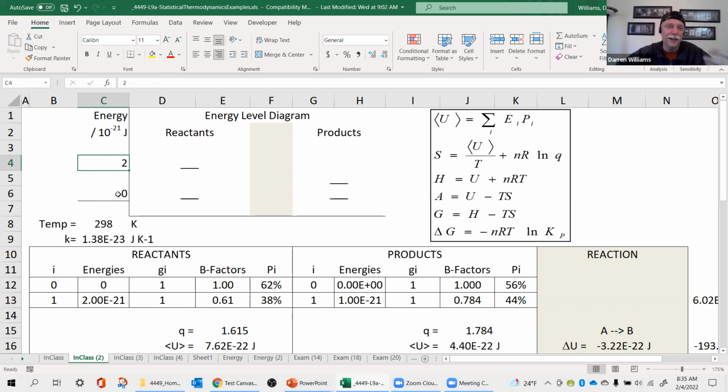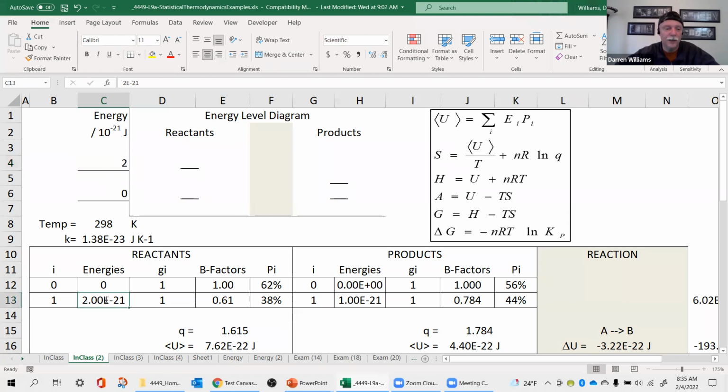That's the sort of scale of single particle energies. When we're dealing with moles of particles, you get huge energies, but for a single particle, this would be the kind of energy scale that we would have. And so for my y-axis, I have the energy divided by 10 to the minus 21 joules. And so this is 2 times 10 to the minus 21 joules. So that's the energy here.